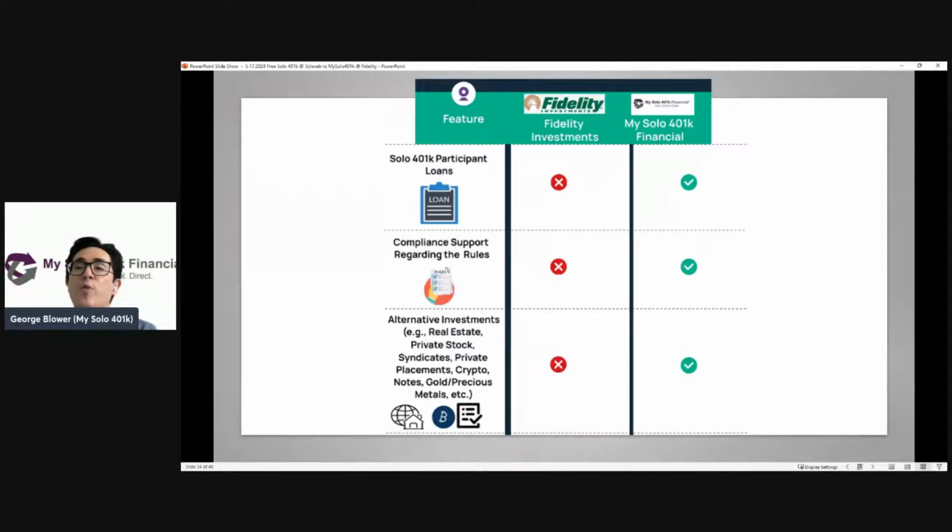Solo 401k participant loans, Fidelity's plan doesn't allow for it. Ours does, right? A lot of folks want to have access to that. It could be an emergency fund, right? Or it could be they just need money for some other, their own personal investment purpose. Who knows? The great news is you can use the money for any purpose whatsoever.